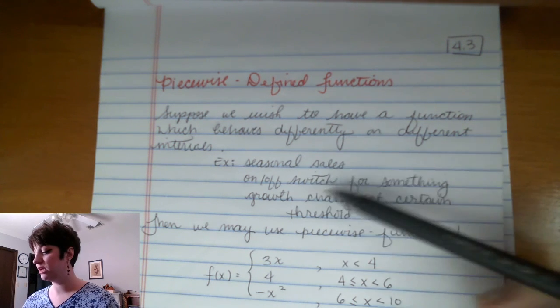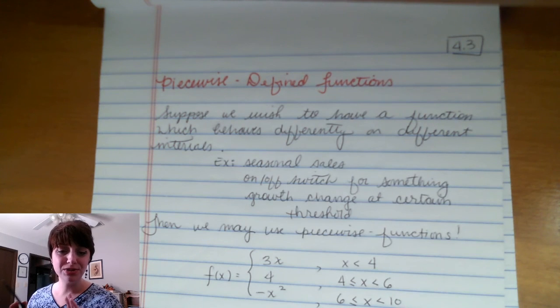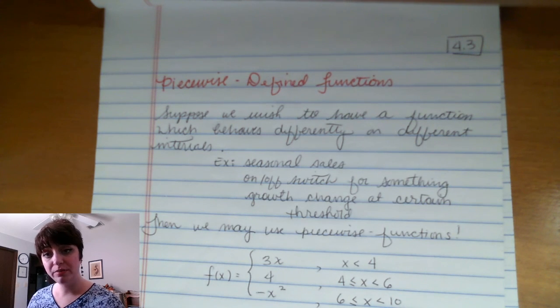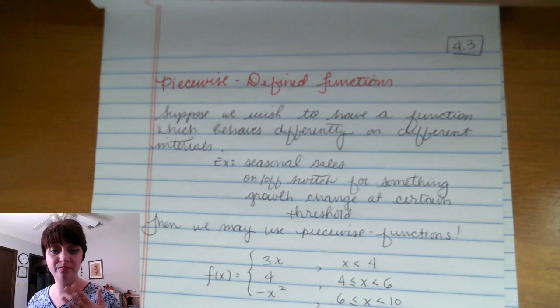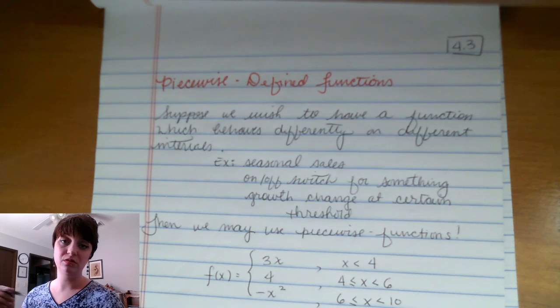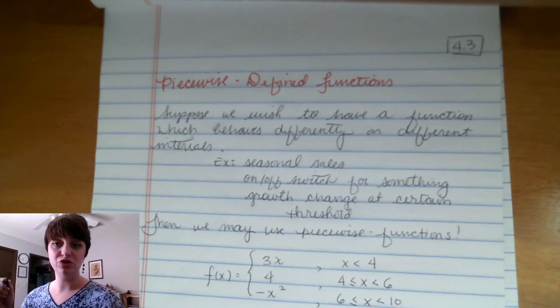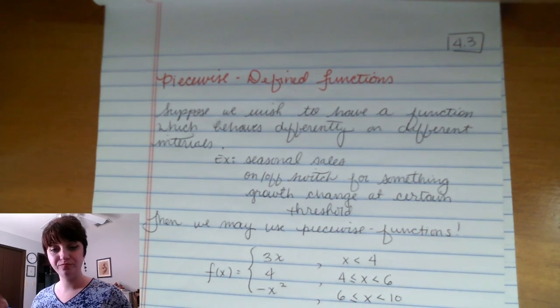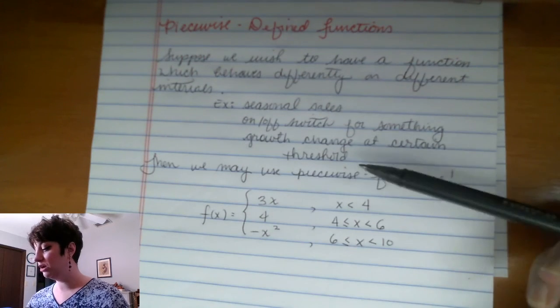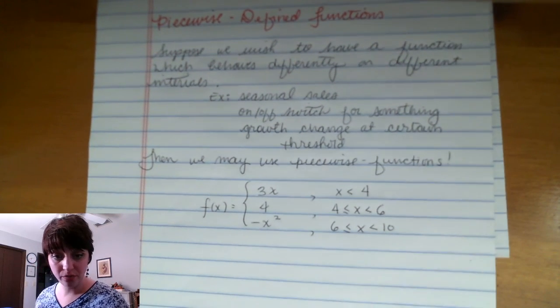Another example is an on-off switch for something. I actually use the on-off switch a lot when I talk about piecewise functions, but an example might be the energy output of a system. So if you have part of it off, then it puts out this much energy. When you flip the switch on, the energy jumps up and now it's outputting a lot more energy. So that's another example.